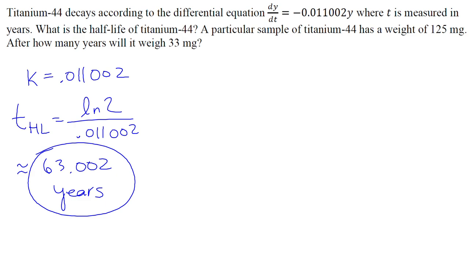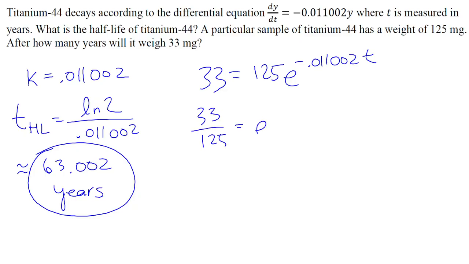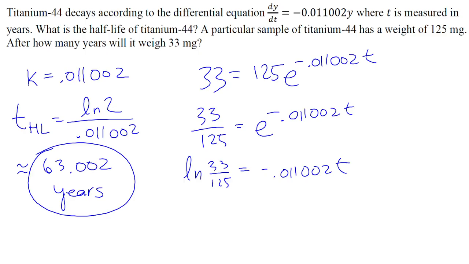Now, we want to know if a particular sample has a weight of 125 milligrams. In other words, if it starts at 125, when will it equal 33? Well, it's y equals y naught e to the negative k times t. And now we'll just solve for t. Dividing by 125. Taking the natural log of both sides. And dividing by negative 0.011002.